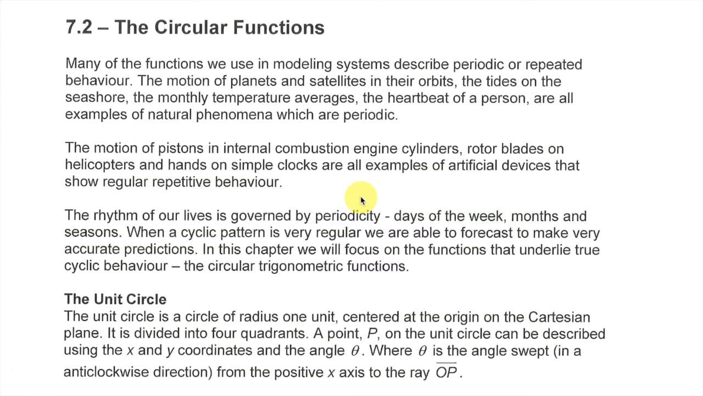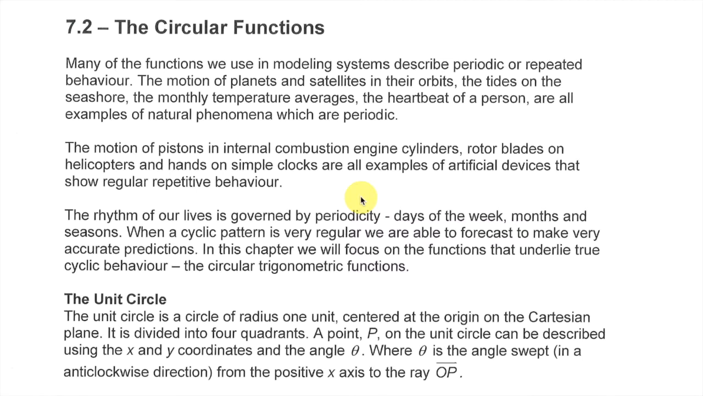Section 7.2, we're going to be looking at circular functions. So circular functions are used to describe anything that's cyclic, so anything that starts to repeat itself. Some examples would include the temperature of a day. There are often peaks and troughs there, and it goes in a bit of a wave format.